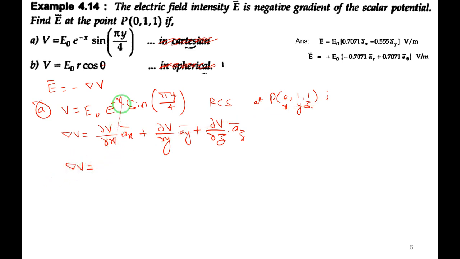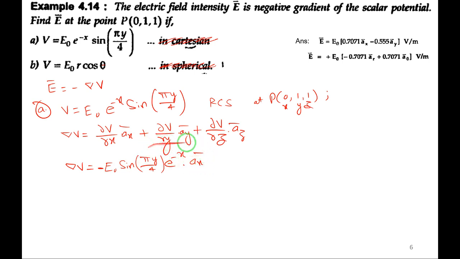Differentiate this quantity with respect to x. E naught sine pi y by 4 is constant. So differentiation of e to the power of minus x gives minus e to the power of minus x. This minus sign I have taken here. Then the second term comes into ax; I should not leave the vector.